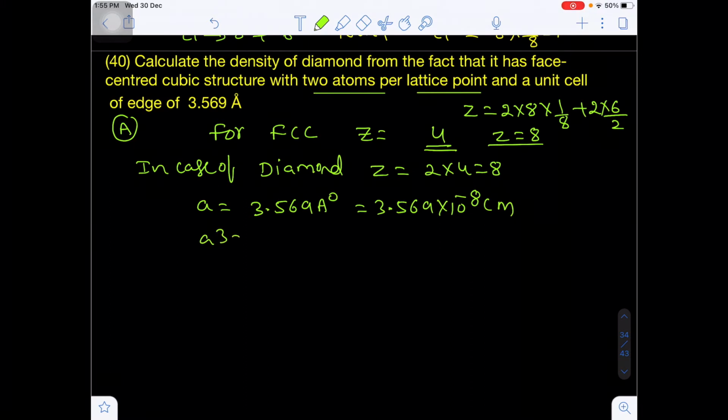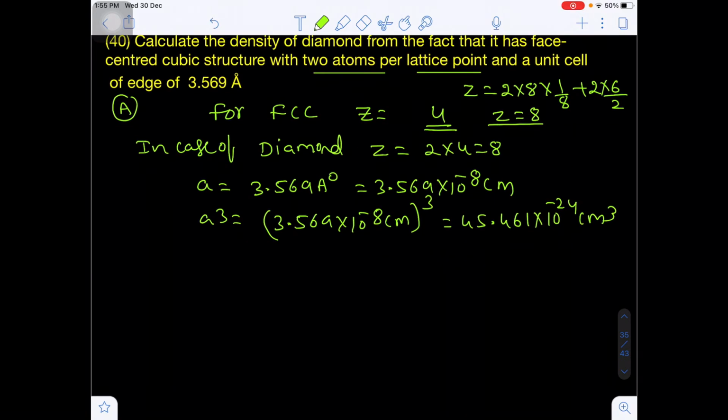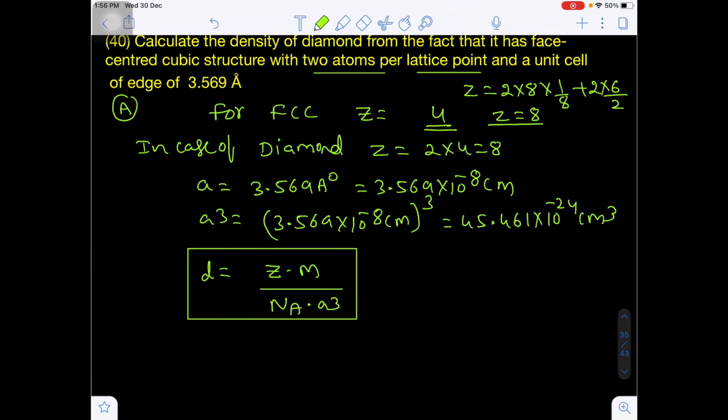So we have to cube both sides. So a cube will be equal to (3.569 into 10 to the power minus 8 centimeter) whole cube. Yes or no? So you will get this value, 45.461 into 10 to the power minus 24 centimeter cube. Okay. Now what is the density formula? Density equals Z into molar mass divided by Avogadro constant into the volume of the unit cell. Volume of the what? Unit cell.